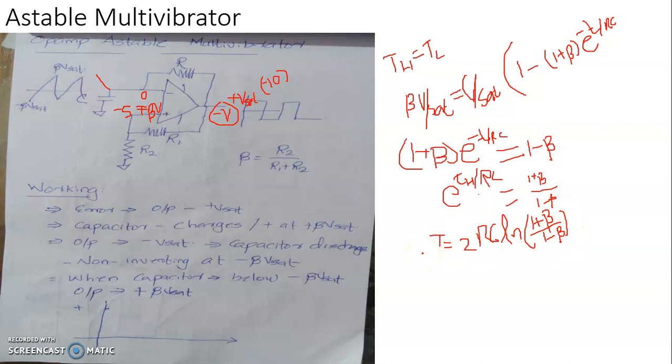Once you have the expression for the period, frequency is reciprocal of the period. And often we take R1 and R2 as equal, so that beta will be equal to half. Then this is 1 plus half, 3 by 2, by 1 minus half, 1 by 2. 2 vanishes, the bracket becomes 3. Then natural log 3 is 1.1, so this is approximately 2.